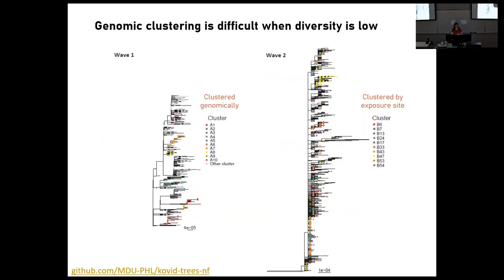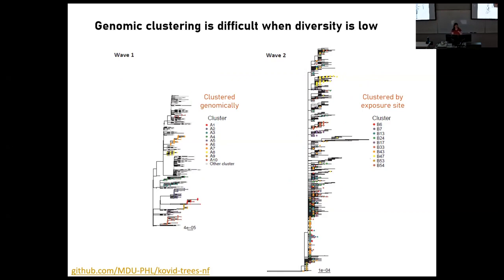Just to touch back on the clustering issues I spoke about earlier, I've included here some figures of the phylogeny for the wave 1 and the wave 2 data. In this first wave, we did use genomic clustering, and each of our clusters here is colored on the phylogeny. You can see that generally the clusters look quite neat on the tree, right? There's a relatively long branch and then a burst of cases that forms a cluster.